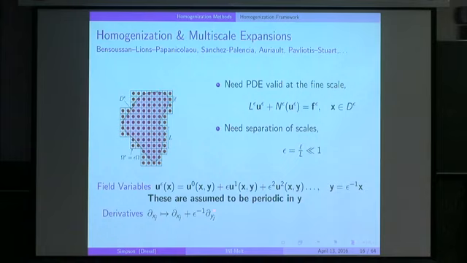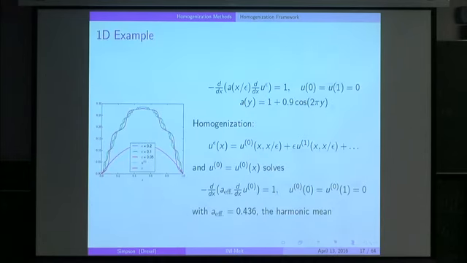So when we do this, all of our derivatives that appear in here are going to get mapped like this. So where it was just a derivative in x, it's now a derivative in x plus 1/epsilon times the derivative in y. Just as a 1D example of what Greg talked about, here's a little 1D Poisson problem where I've put a periodic diffusion coefficient here. So it's 1 plus 0.9 cosine 2 pi y. So it's period 1.